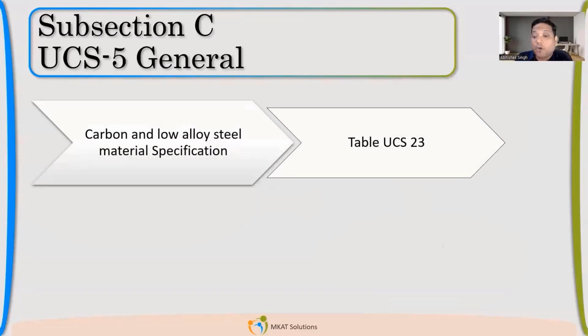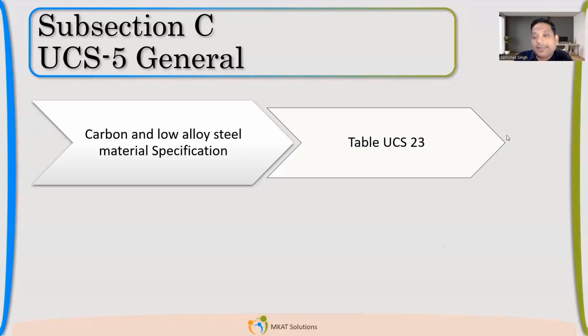So now we are starting with UCS requirement. If you have to see what are the material specifications which are permitted, there is table UCS 23, which covers all the materials which we can use in Section 8 Division 1. How many of you have seen that table UCS 23? Seen? So now one question.